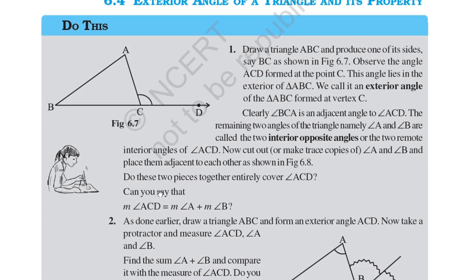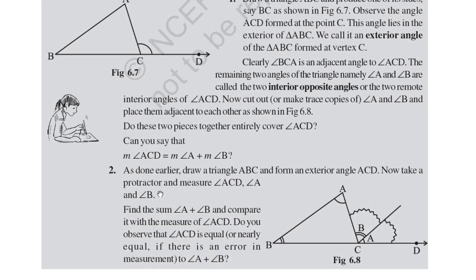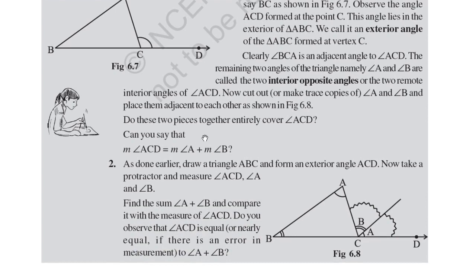Now cut out or make a trace copy of angle A and angle B. Place them adjacent to each other as shown in figure 6.8. Do these two papers together entirely cover angle ACD? Can you say that the measure of angle ACD is equal to the measure of angle A plus the measure of angle B?